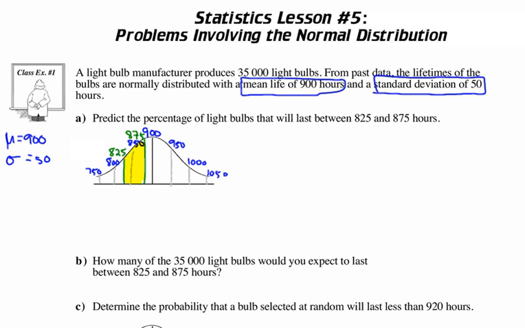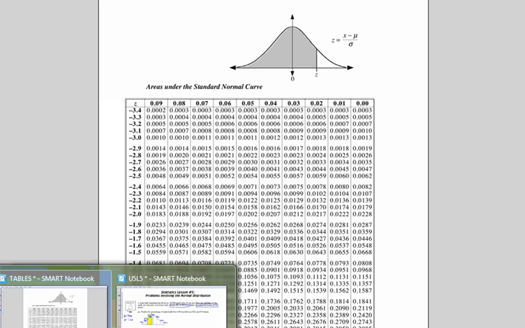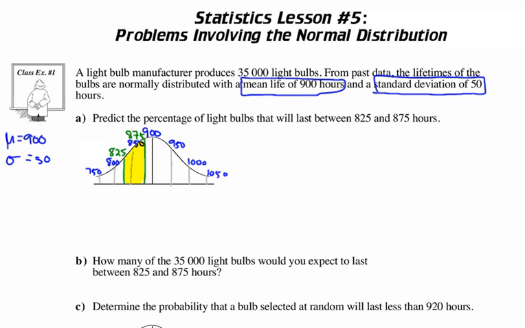So our charts that we have here are only for z-scores. And so what we need to do is convert our two values into z-scores. So I have the value of 825 and the value for 875. Remember our formula is x minus our mean over our standard deviation will give us our z-score. We need to find the z-scores for both. So first, the z-score for the 825 value. So the x-score, the actual value, is 825 minus the mean of 900 divided by 50.